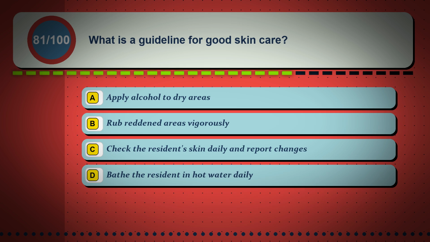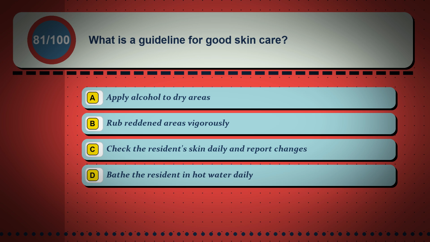Option A, apply alcohol to dry areas. Option B, rub reddened areas vigorously. Option C, check the resident's skin daily and report changes. Option D, bathe the resident in hot water daily.